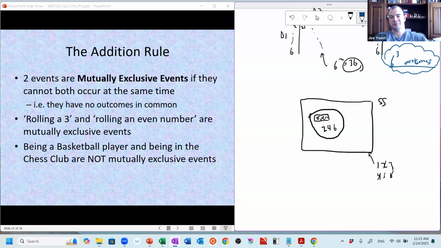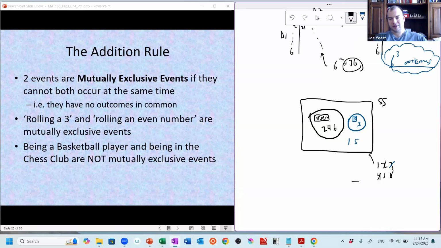I have another event, rolling a 3. So this is the event rolling a 3, and it just gets the outcome 3 in it. That's really a very simple event. And I noticed that these circles do not overlap. And then I suppose 1 and 5 are kind of out here in no man's land. They're not part of either of these events.